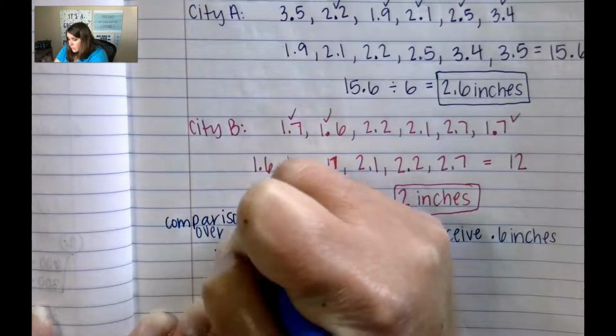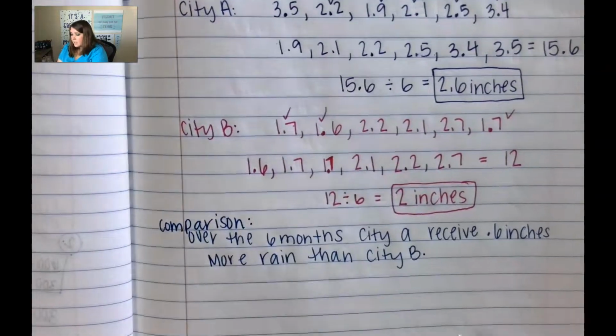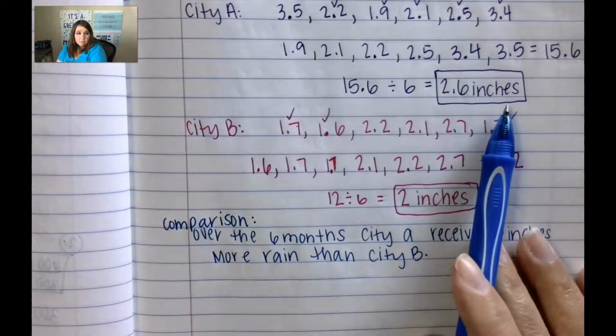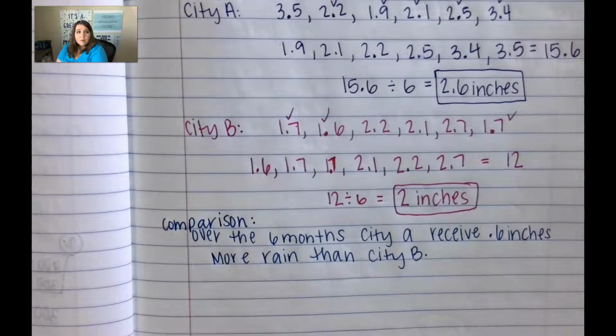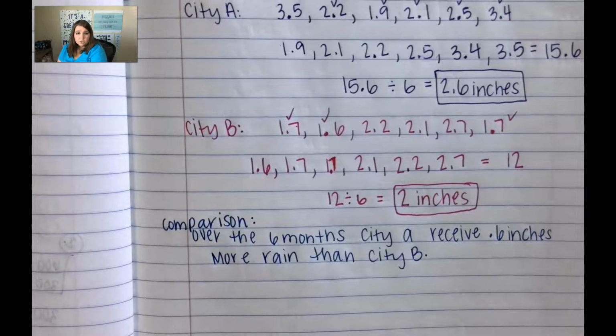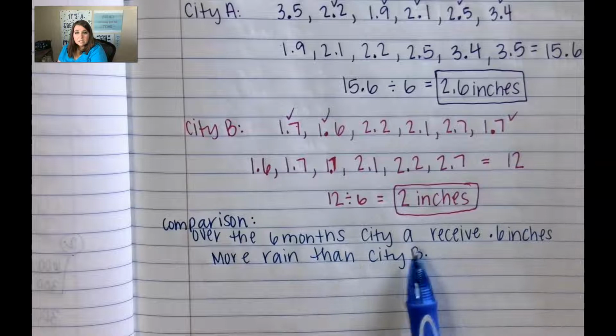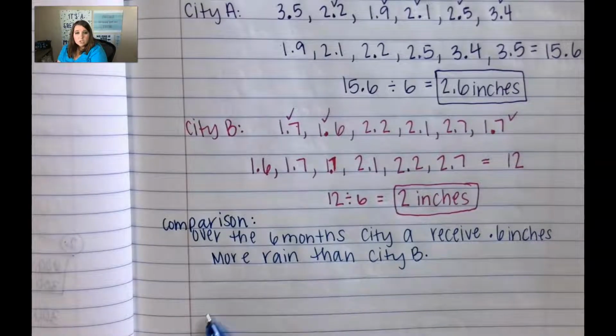You could have written a comparison that said that City B received less rain than City A. Whatever the question is asking, that's what you want to write your comparison with. Okay, so over the 6 months, City A receives 0.6 inches more than City B.